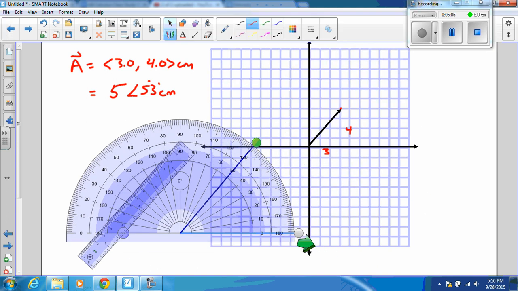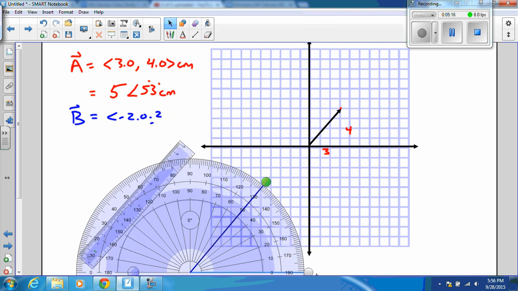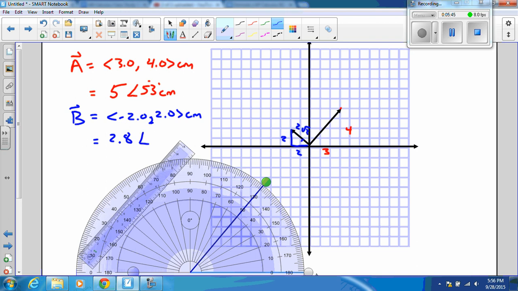And let's also get our vector B on the table. Vector B was vector negative 2.0, comma, positive 2.0 centimeters. And so if I draw that vector, that's going to be that guy right there. Now, actually, if you know your 45, 45, 90 right triangle, you can see that this guy is 2 and this guy is 2. And so this magnitude has to be 2 root 2, which is the same as 2.8.